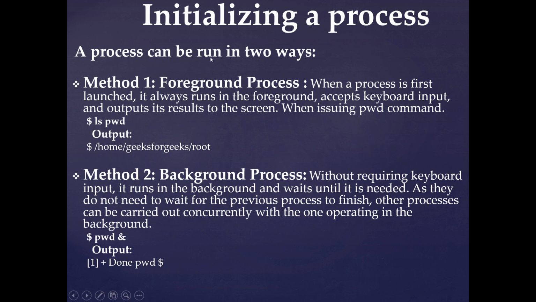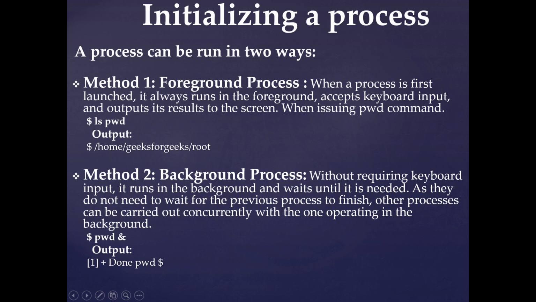A process can be run in two ways. First is the foreground process. When a process is launched, it always runs in the foreground, except keyboard input and output. It runs on the screen when issuing a pwd command. This is the example for the foreground process.